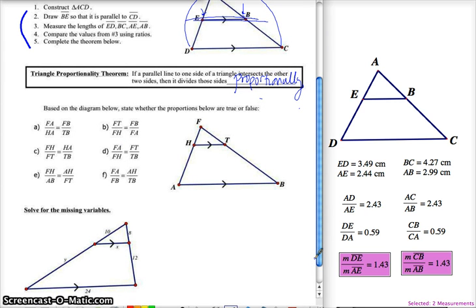Okay, so let's go down and look at this example. It says, based on the diagram below, state whether the proportions below are true or false. So FA is to HA as FB is to TB. So yeah, I did that one over here on the GSP activity. So the big side of the triangle is to this segment as the big side of the triangle is to the segment. So yes, this is true.